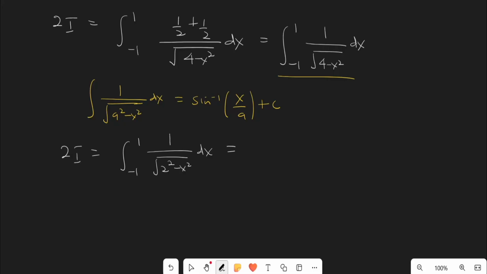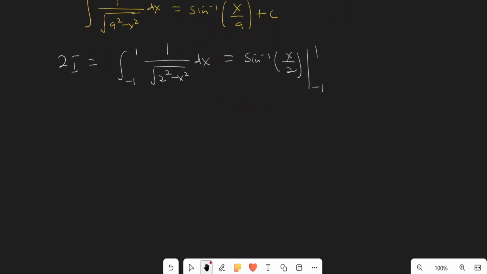So that is going to be the sine inverse of x over a, where a here is 2. Now we are integrating that from -1 to 1. Those are our limits of integration. So now here 2I is going to be, you just plug in your limits. That is going to be the sine inverse of 1 over 2 minus the sine inverse of -1 over 2.